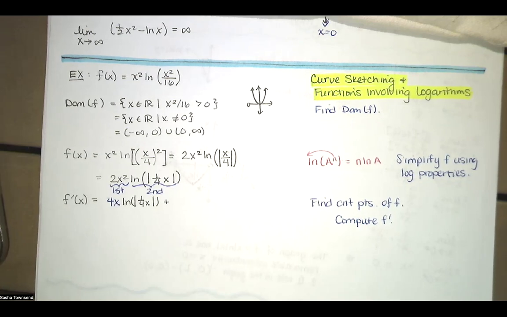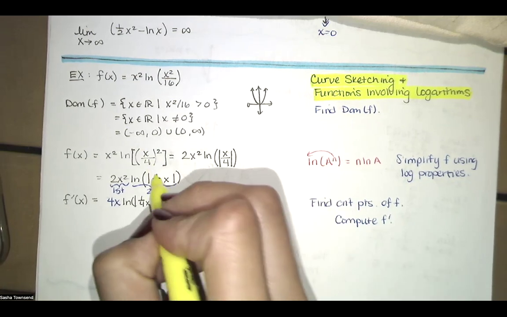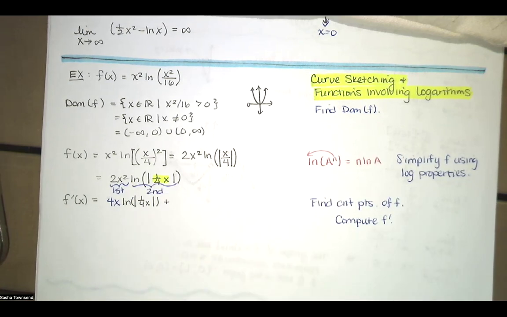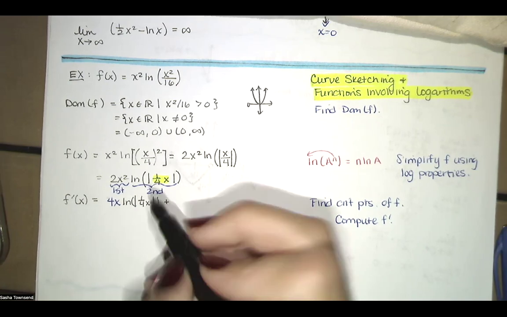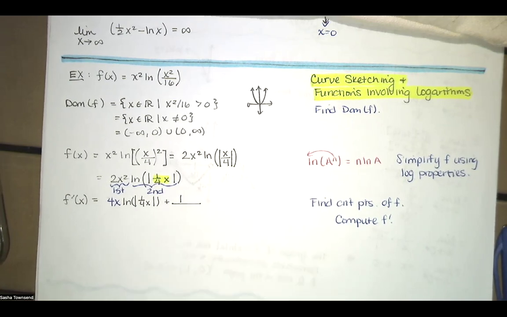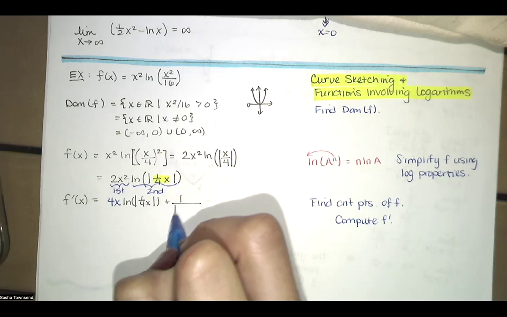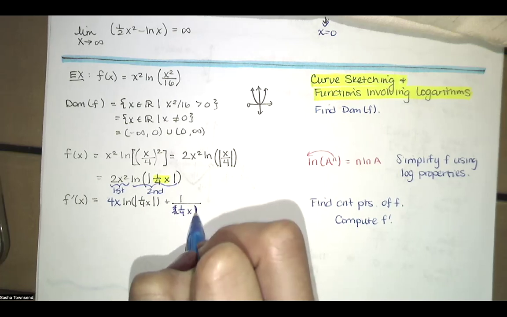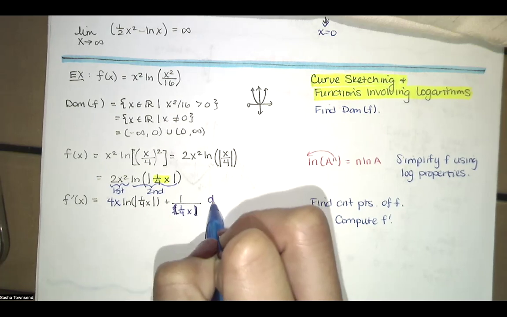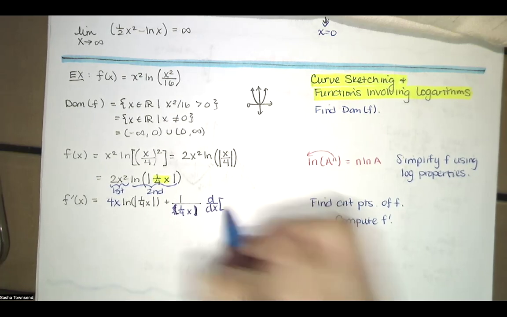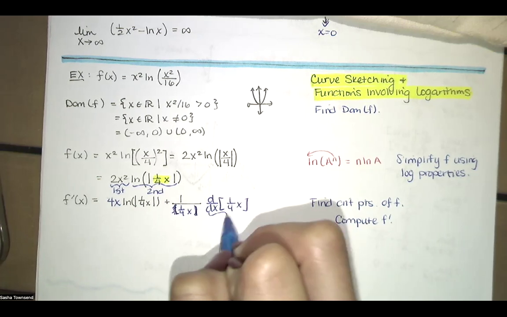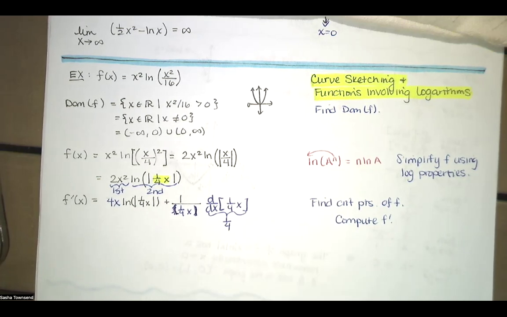Now, the derivative of the second function requires the chain rule because we have natural log of the absolute value of x there, or natural log of the absolute value of a function of x. So its derivative is 1 divided by that inside function. Actually, you don't need the absolute value bars. Times the derivative of the inside by the chain rule. And the derivative of 1/4 x is just 1/4.